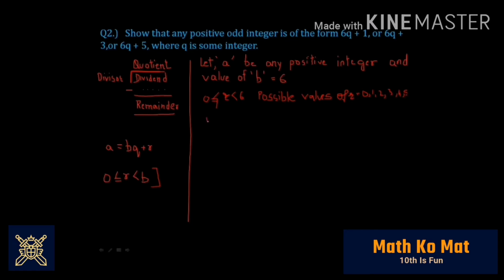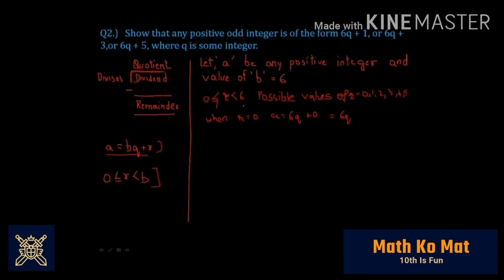So when r is equal to 0, the first value, then the value of this particular equation would be a is equal to, b in the question is 6, 6q plus 0, and this is equal to 6q.